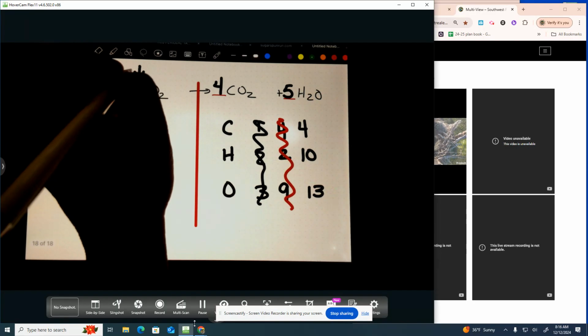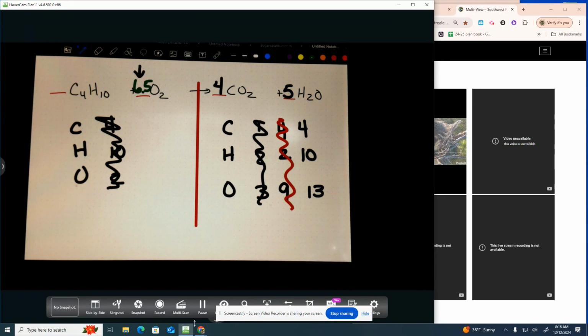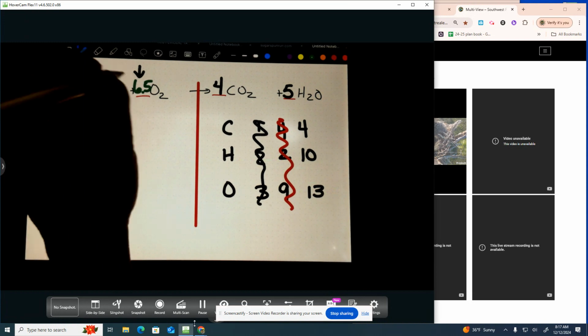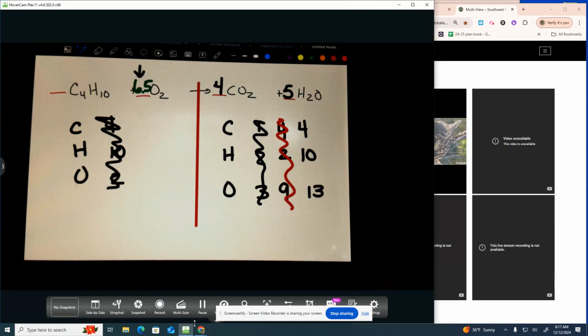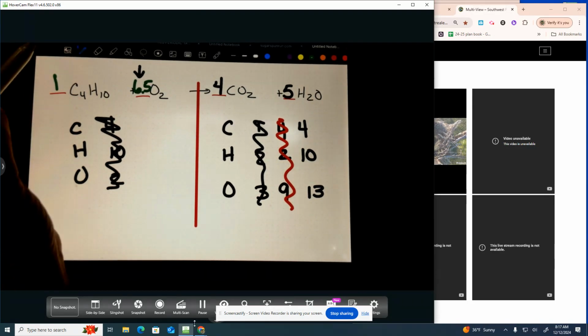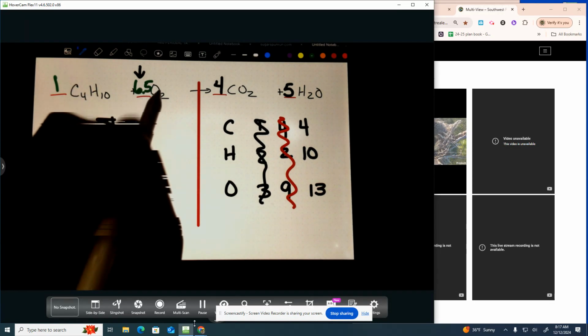6.5. Okay. Don't write it. Just look for a second. 6.5. Okay. Can I have a fraction, a half, as a coefficient? No. So what I need to do is I need to double every coefficient to eliminate that half. Because what this is actually doing is it's setting up a ratio. This number is a 1. This is a 1 to 6.5 to 4 to 5. This has to be a whole number. You cannot leave it as a fraction.